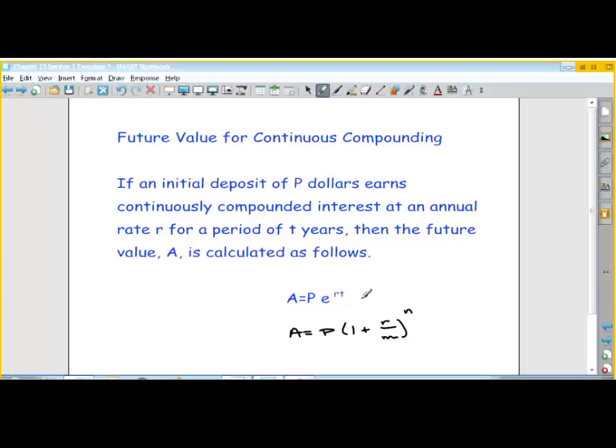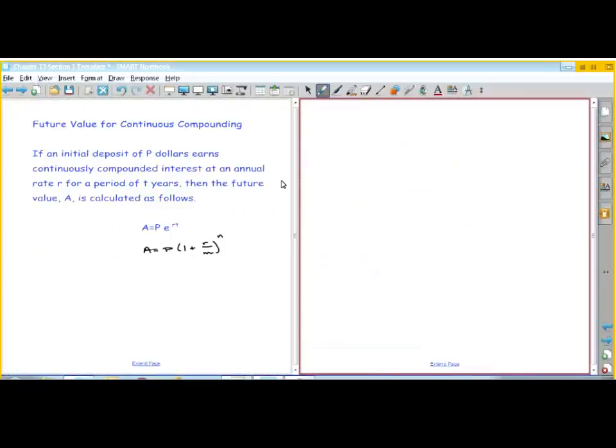So to introduce this letter E, which you may or may not have seen before, if you have your calculator, try calculating this. 1.000001 raised to the how many zeros to have? I think it's the millionth power. Let's see if that's right or not.